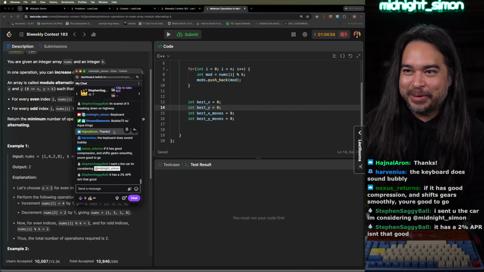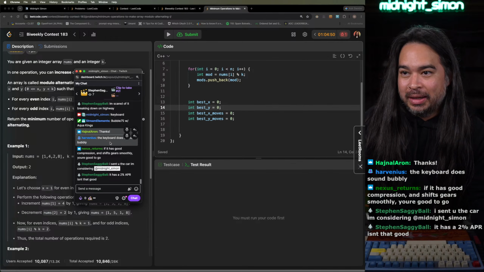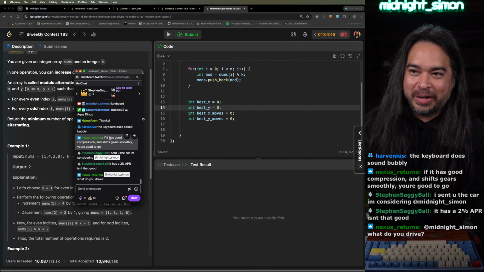Keyboard does sound bubbly, yeah. Thanks. It is very bubbly. It has good compression and the shift gear smoothie are good to go. That's how I feel, man.